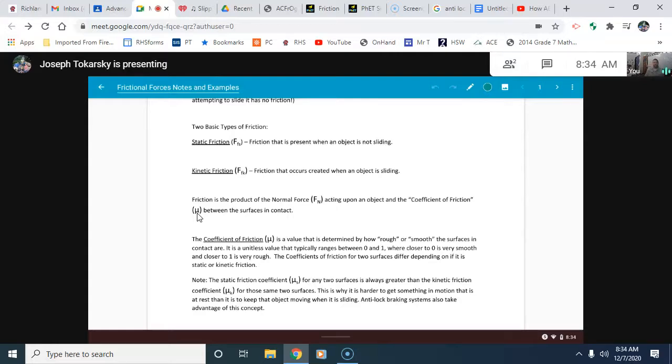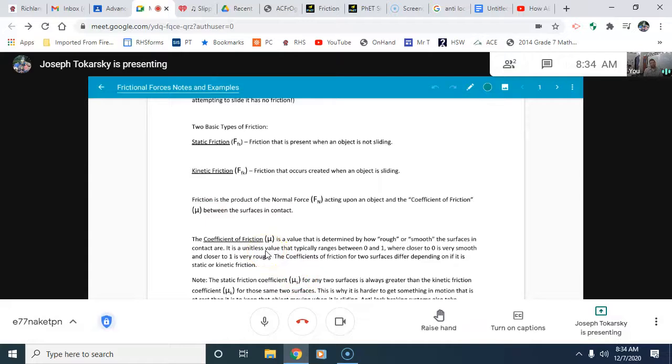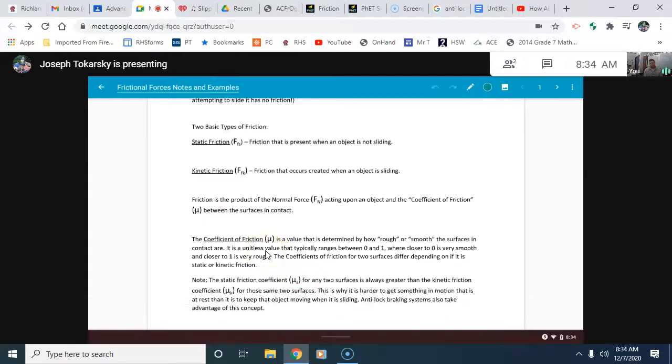But now I want you to do it a second time. This time, push down as hard as you can and pull your hand towards you. Obviously, it's much more difficult. Why? Because there's more friction. Not because you changed the roughness or smoothness. Your hand's still your hand, and your table's still your tabletop.